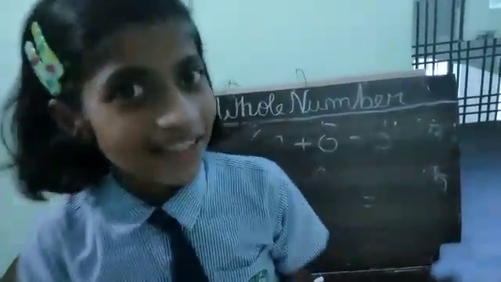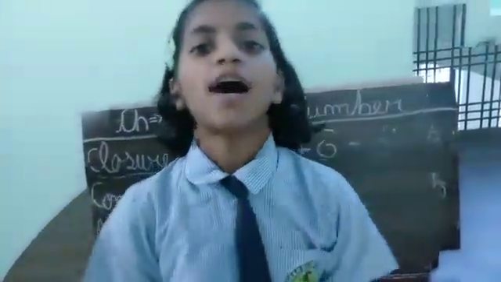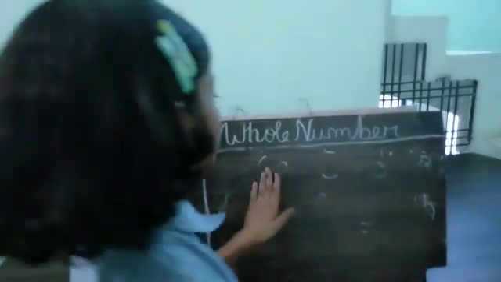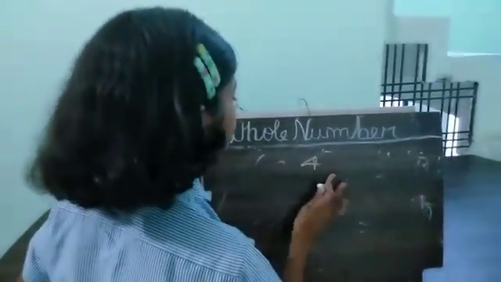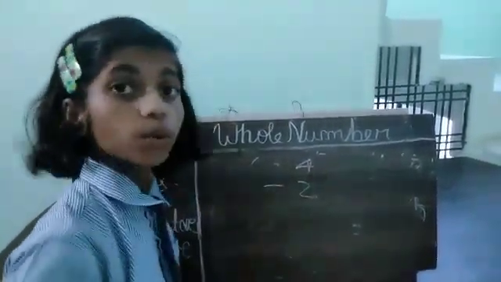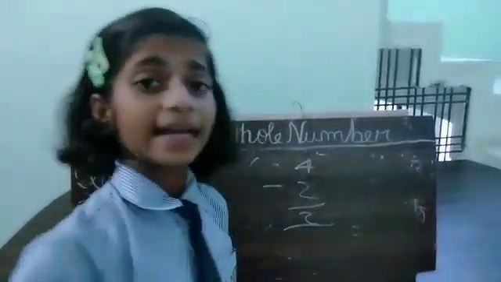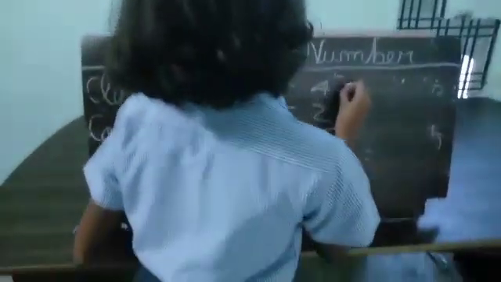Now our next topic is subtraction. As we all know, to subtract any number from any number is called subtraction. Now the question is how to do subtraction. 4 minus 2 equals 2. So there are mainly 3 parts of subtraction.